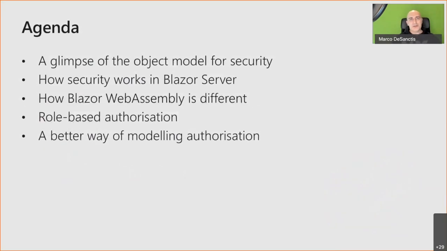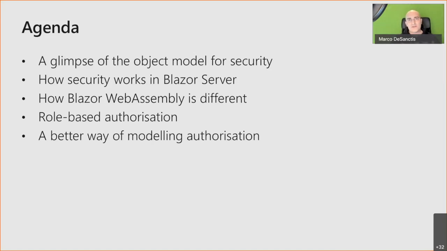So what are we going to talk about today? First of all, I'd like to give you a glimpse of the object model that we have available in Blazor to deal with security matters. And then we will see how the security aspects, so the identity management of our users, works slightly differently depending on whether we are in Blazor Server or on Blazor WebAssembly. It works slightly differently under the hood because from the programmatic perspective, what we're going to use are pretty much the same classes, which is cool.